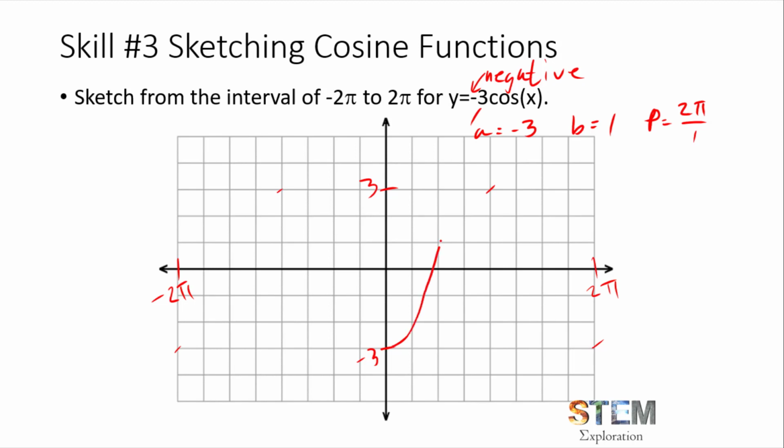So I'm going to draw out this cosine function. All right, and we'll go up, max, down, finish. And we just sketched the cosine function of y equals -3 cosine of x from -2 pi to 2 pi. So hopefully pretty simple and straightforward.